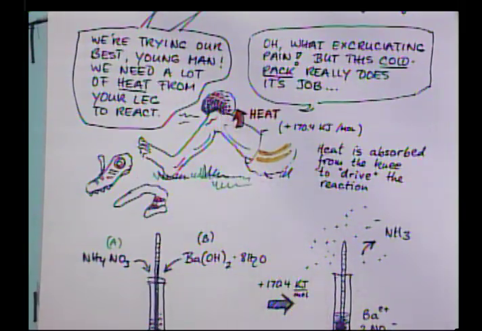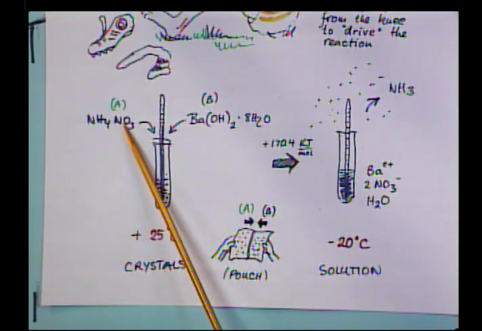So that means where does the heat come from that it needs for this reaction, to drive this reaction? It comes from the knee of the individual. And the person will then feel it as a cold sensation. So here we can see roughly how this happens. We have a test tube. We can put two chemicals together, A and B.